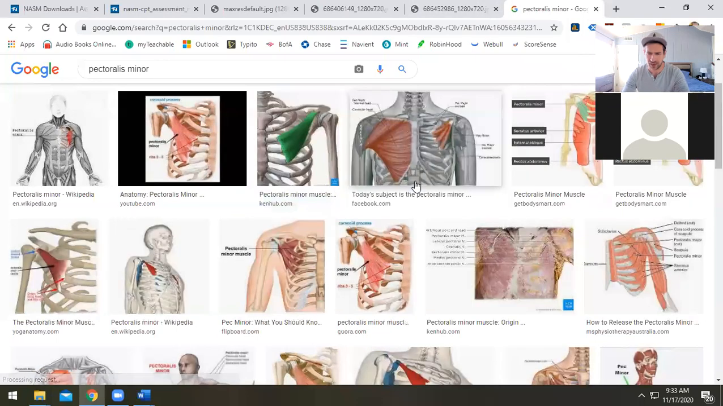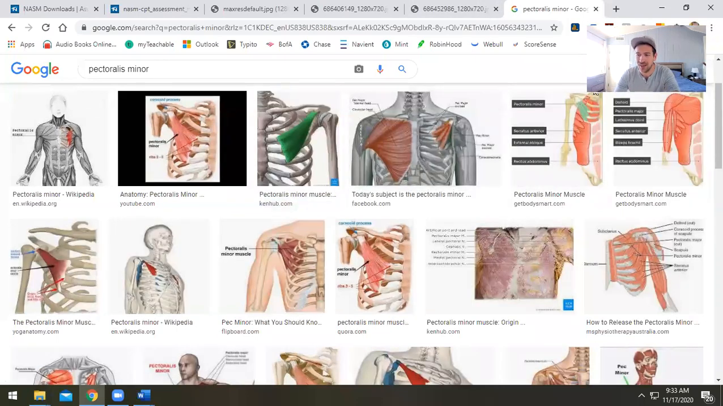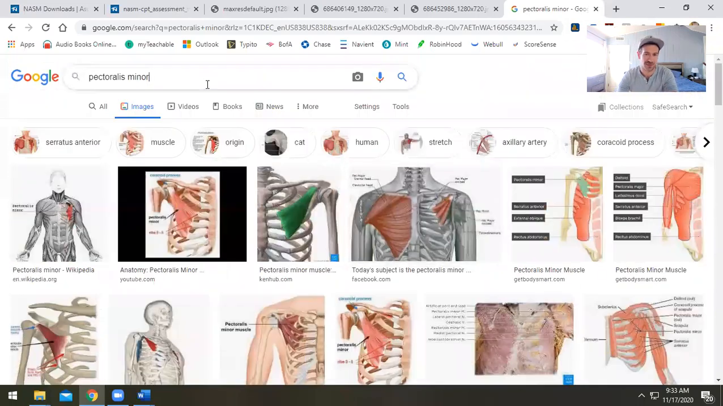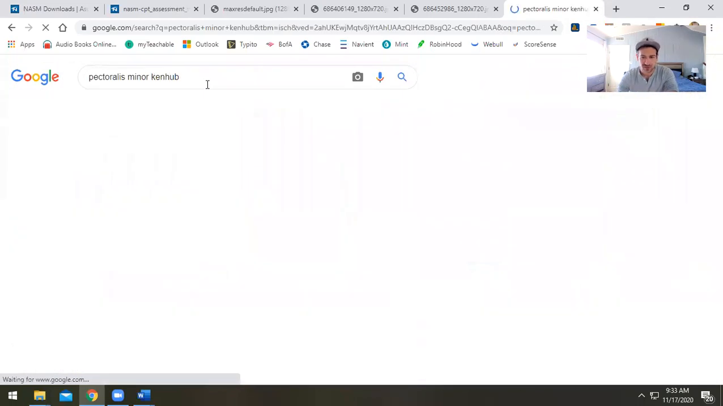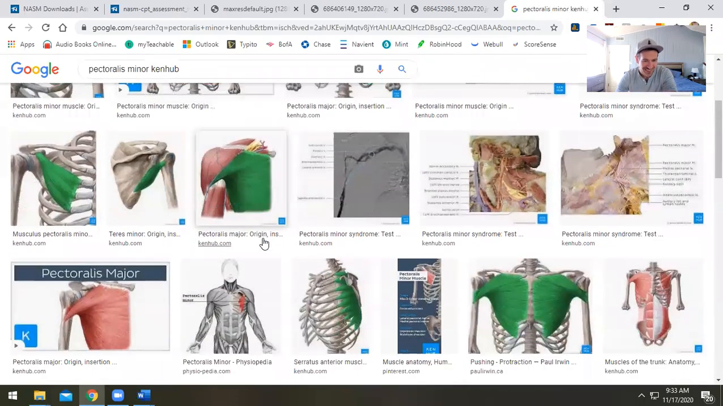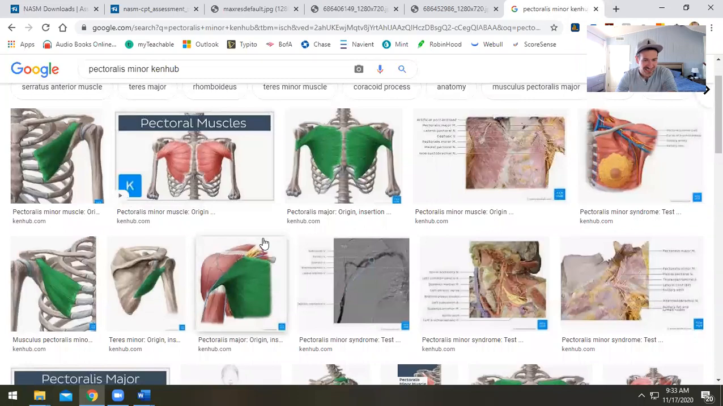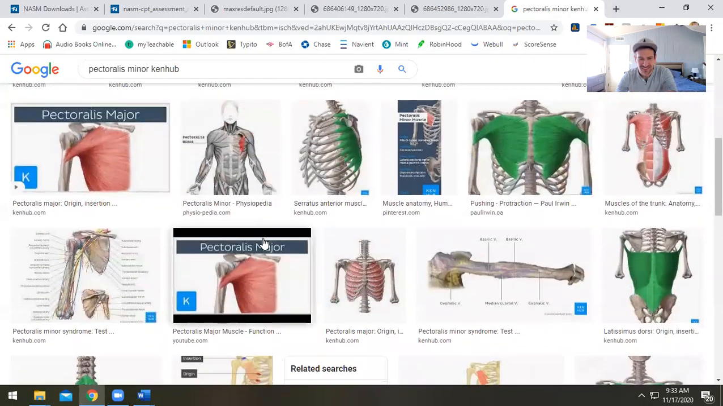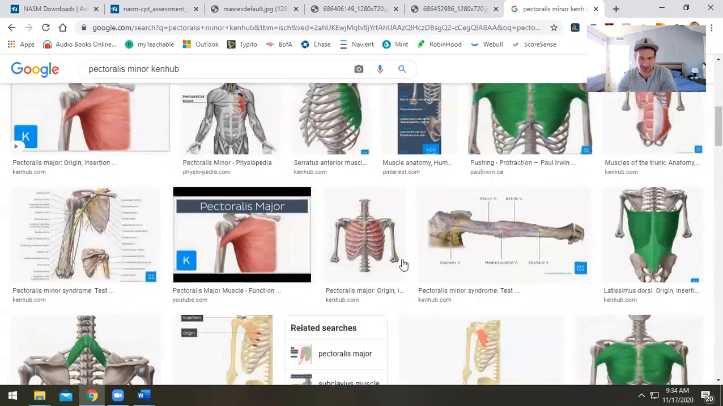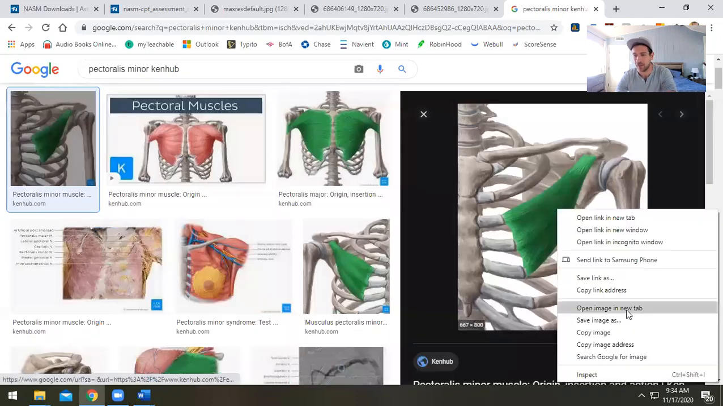Let's see if I can find that Ken Hub picture of this version. Come on, Ken Hub. I got 3 other versions. Give me some consistency here. Boo. Lame. Okay, well, we got the one. We got other pictures. All right, so there's your pec minor there.